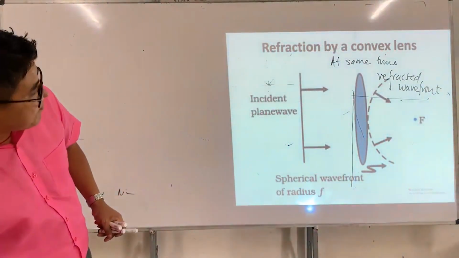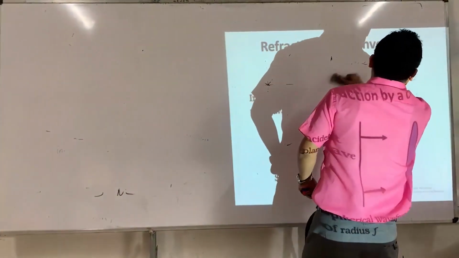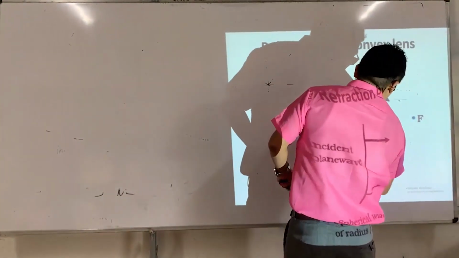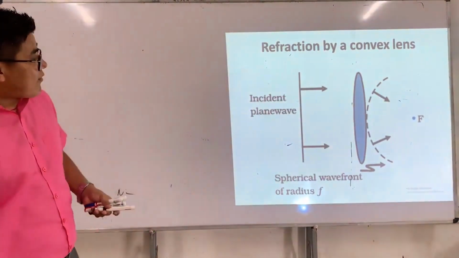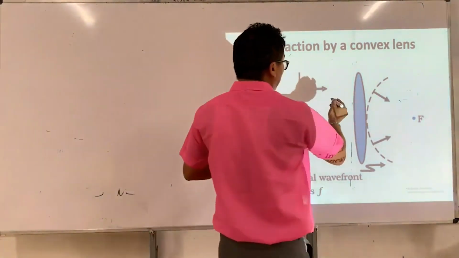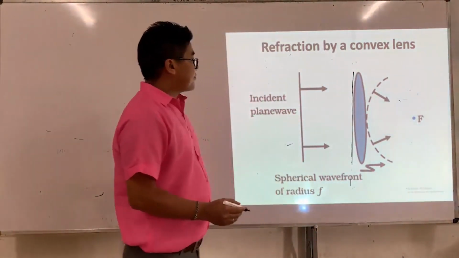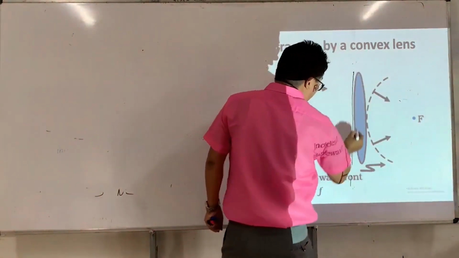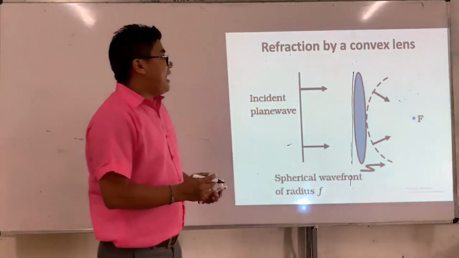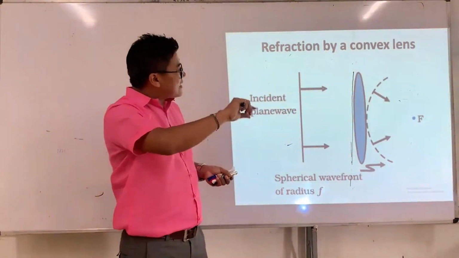This is a convex lens. Again, this is the incident plane waveform. Again, I'll draw a plane waveform here. Look at here. These portions and that portion travel a lesser distance in the glass. Travels a lesser distance in the glass.